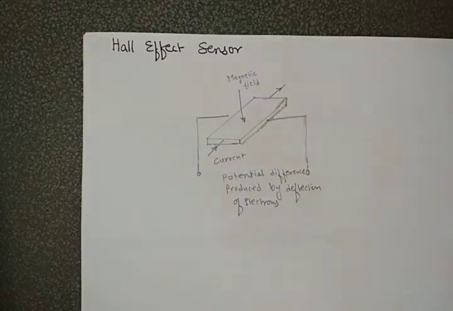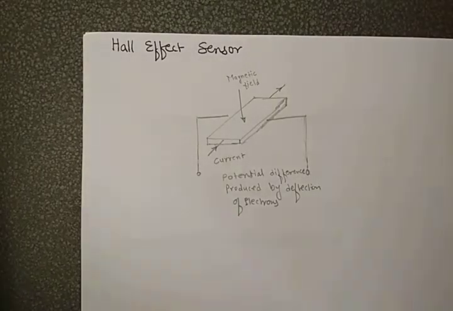Now, this Hall sensor was discovered by E.R. Hall in 1879. Now, what is this sensor? We use this sensor to measure position, displacement, or we can also use it as a proximity sensor. Now, how does it work?